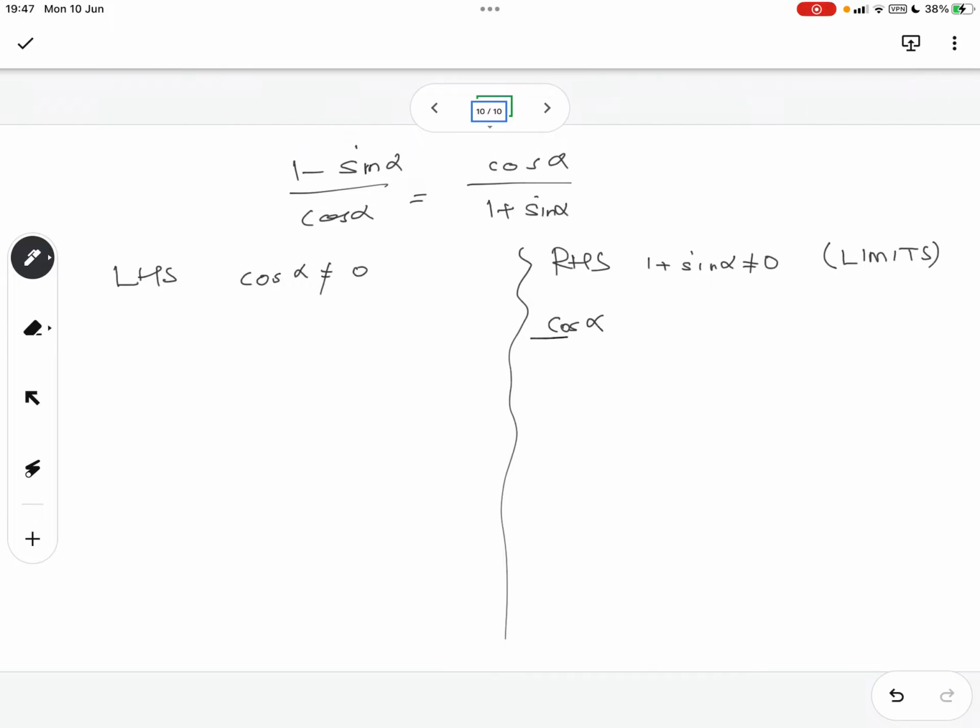So we start with our limits, our boundaries, restrictions. Now that we've set our restrictions, we're on to the next step. Let's say we've taken the right hand side. So cos alpha over 1 plus sine alpha. And we say it is equal.